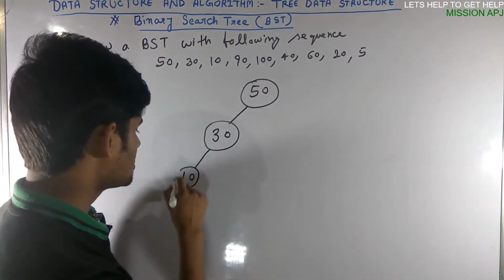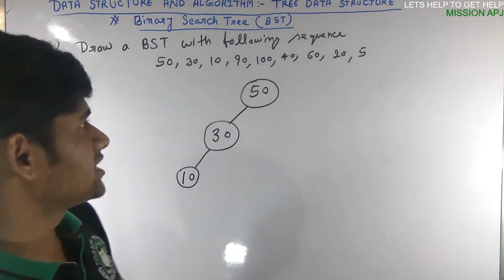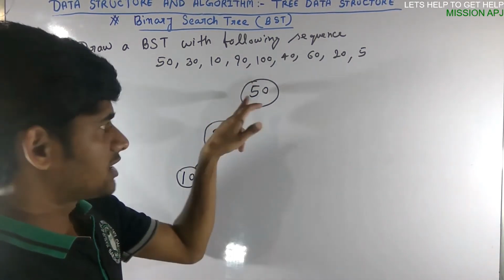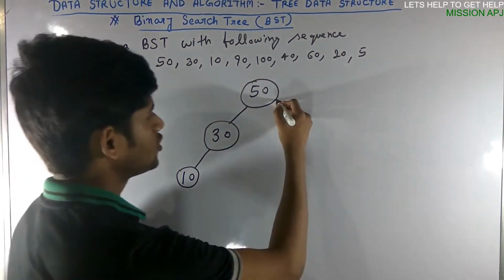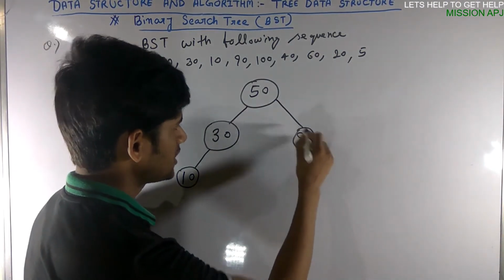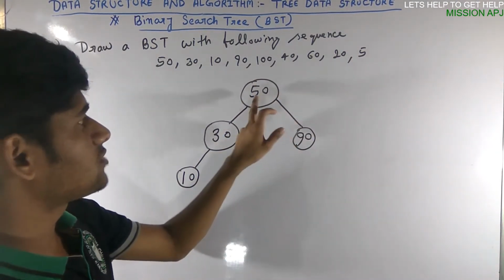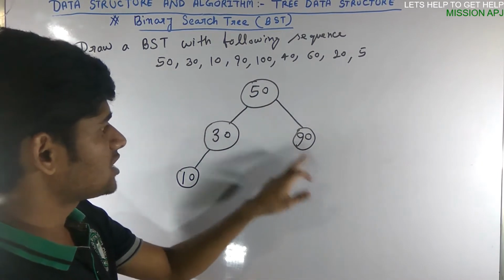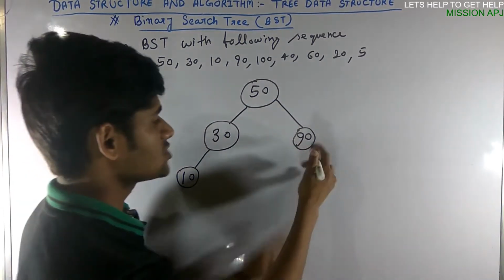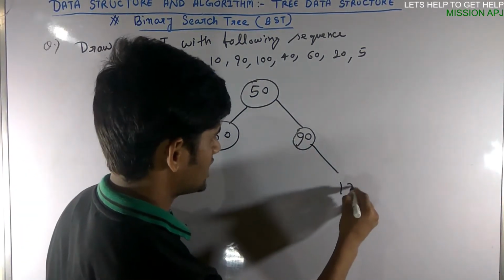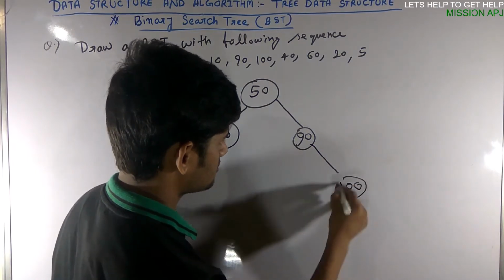So we will construct this here. Now 90 is greater than 50, so we will go here and construct here. Now 100 is greater than 50, so we will go to the right side of the 50, but 100 is again greater than 90, so we will go here. So that's it, 100. Fine.